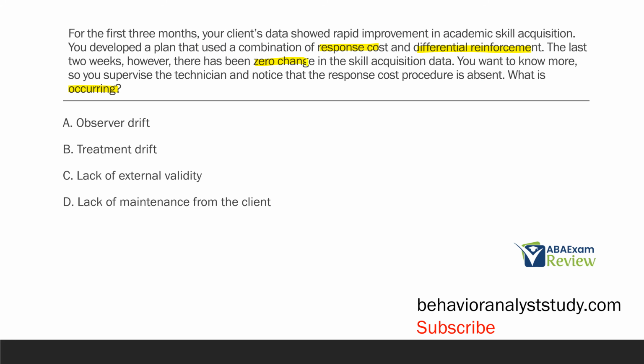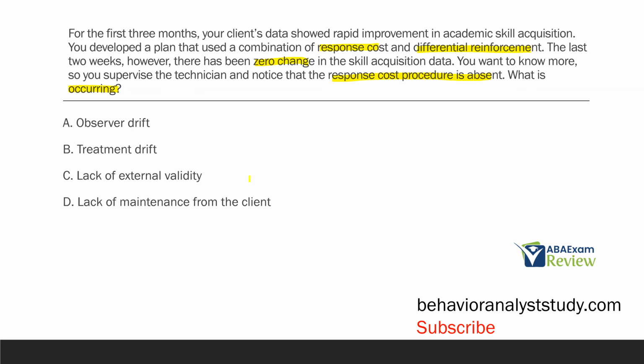Now, we could say, well, maybe they've maxed out on the plan, maybe the reinforcement schedule needs to change, but we always want to be parsimonious. So we always want to start with the simplest explanation. If we were rapidly improving and then suddenly we have no change for 2 whole weeks, we need to first check our fidelity, meaning we have to go in and do our supervision and make sure everything is still functioning correctly. So you want to know more, and you see the response cost procedure is absent. Well, what happened? Why is the response cost procedure now not present during treatment?